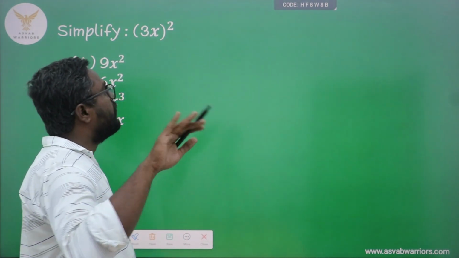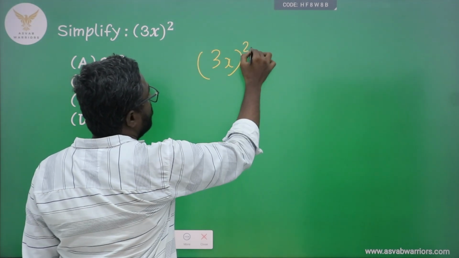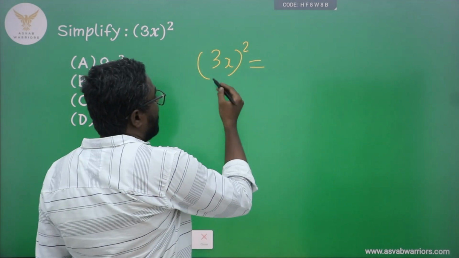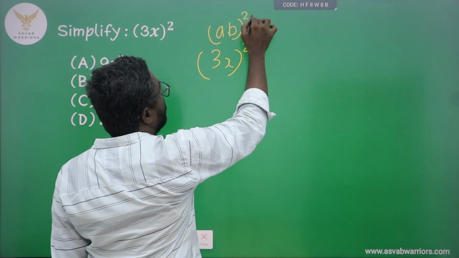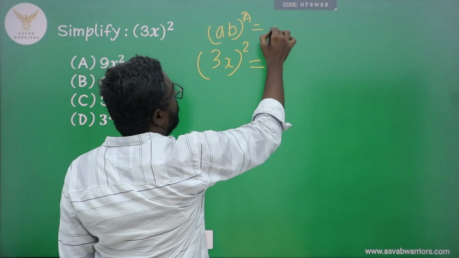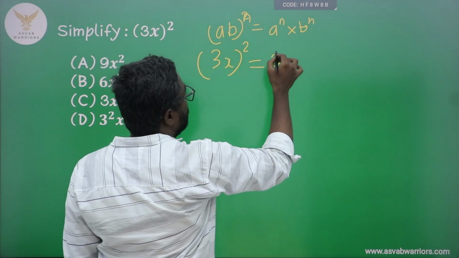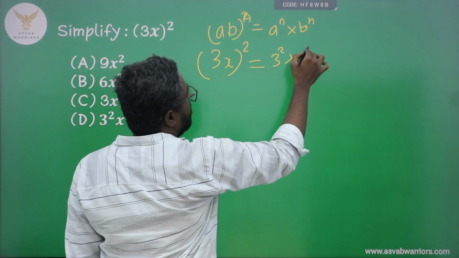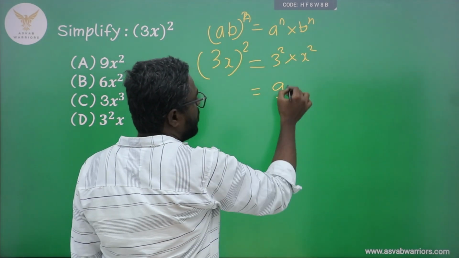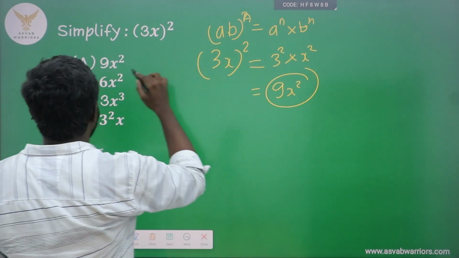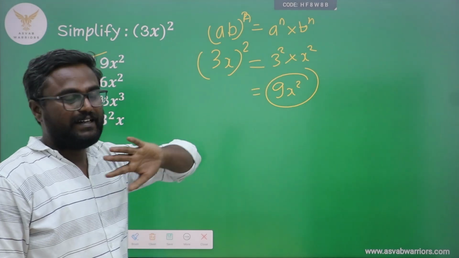(3x) to the power 2. So (3x) to the power 2. What does that mean? I'll write down the rule. The rule says (ab) to the power n is equal to a to the power n times b to the power n. So here I'll write this 3 to the power 2 times x to the power 2. What is 3 to the power 2? 3 times 3, which is nothing but 9. x to the power 2 is nothing but x square. So option A is correct. I just simplified this a bit. 3 to the power 2 is nothing but 9.